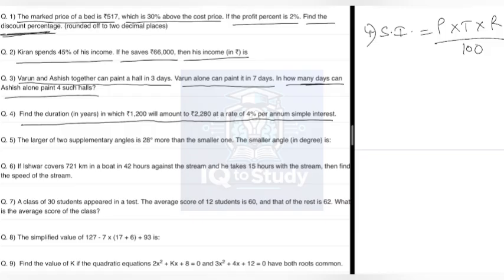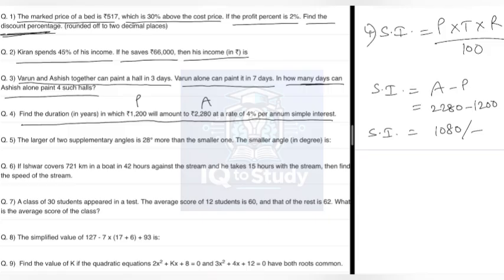In the question, they have given principal as 1200 rupees and amount as 2280 rupees. We know that simple interest is equal to amount minus principal, which is equal to 2280 minus 1200. Then simple interest becomes 1080 rupees.